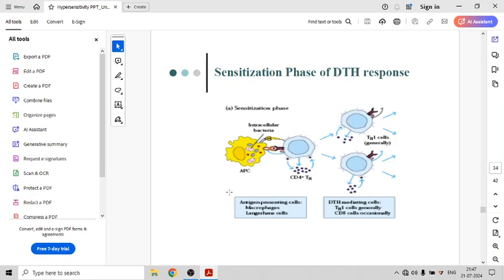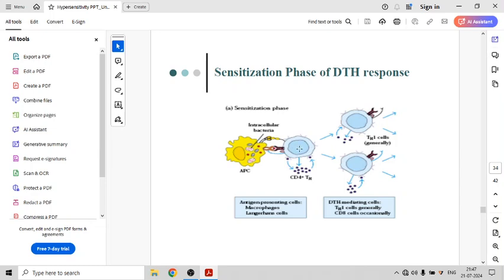Here in the picture, the antigen presenting cell has processed the antigen and presented that antigen on class 2 MHC, and the CD4 Th1 cell is receiving the antigen through TCR. As explained earlier, the B7 and CD28 as well as CD4 have established the contact and a synapse is formed, and the Th1 cell is activated.